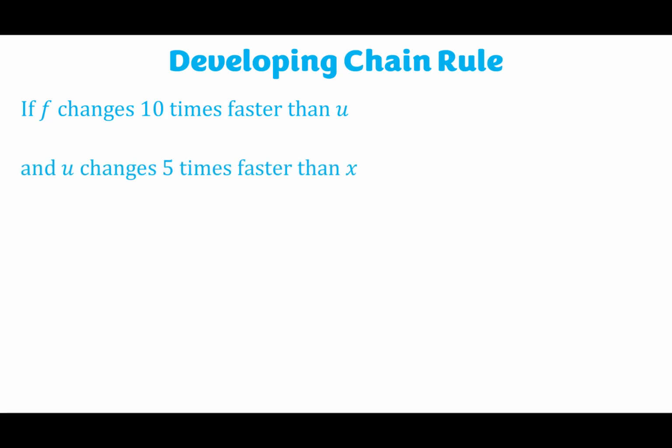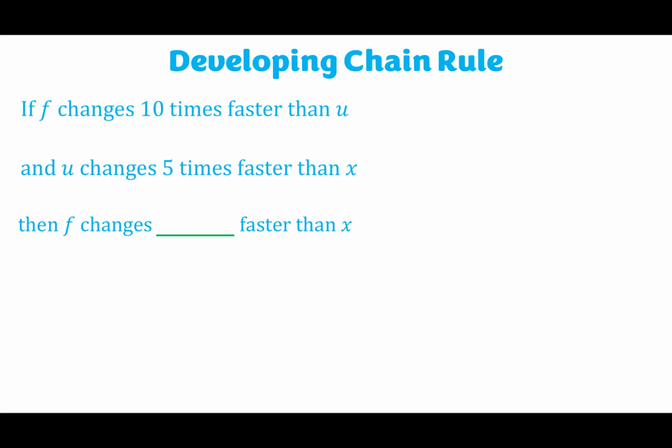The rule for taking a derivative of a composition of functions is called chain rule, and we'll take an intuitive approach to developing this rule. So think about this. If f changes 10 times faster than u, and u changes 5 times faster than x, then f changes how much faster than x? Take a moment to think about that one.